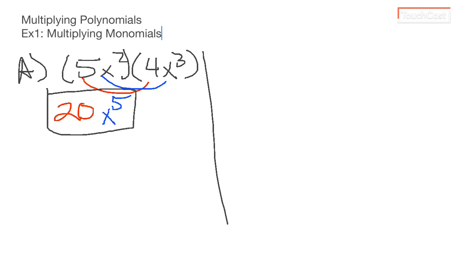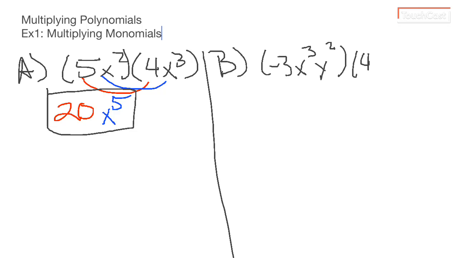Let's look at one more. We'll call this 1b. We're going to take negative 3x cubed y squared times 4x y to the fifth. So again, we're going to multiply our constants. Negative 3 times negative 4 makes negative 12.